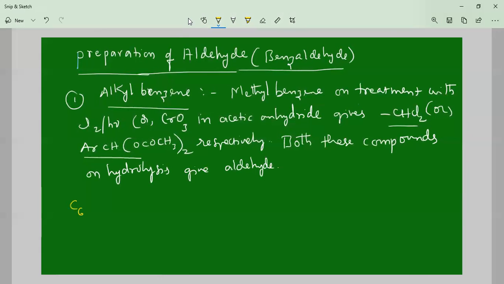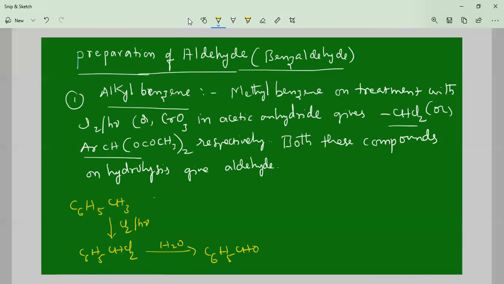If you take C6H5CH3 as toluene, methyl benzene, and treat that one with chlorine in the presence of light energy, I will be getting C6H5CHCl2, as I said earlier in the written explanation, which will be subjected to hydrolysis to give benzaldehyde, that is C6H5CHO.